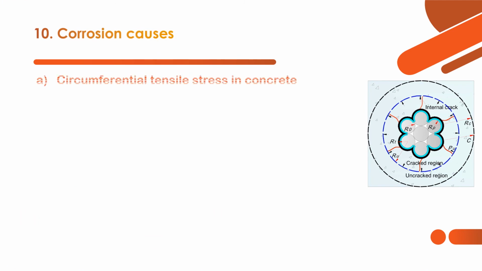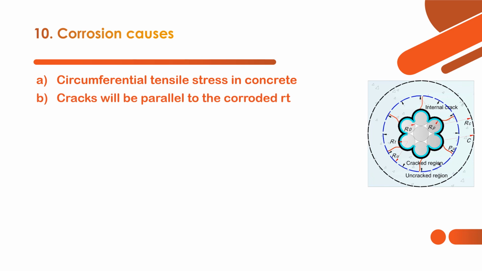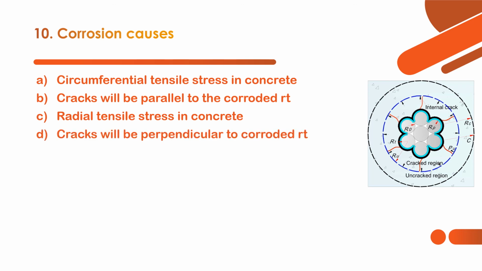Corrosion causes what? Circumferential tensile stress in concrete. Cracks will be parallel to the corroded reinforcement. Radial tensile stress in concrete. Cracks will be perpendicular to corroded reinforcements. So here two options are correct. This is an MSQ type question, so we have to choose both the correct options. So the correct options are B and C.